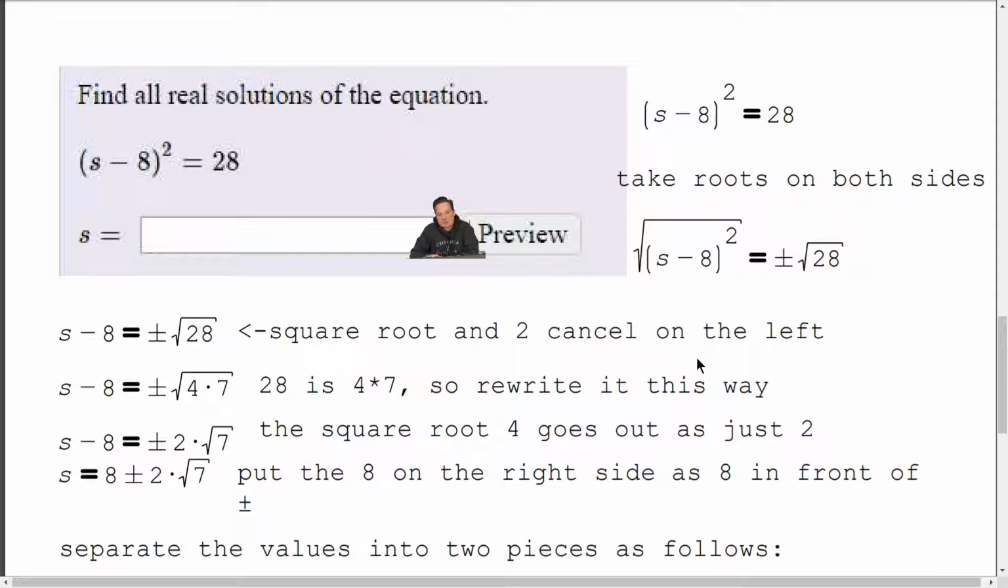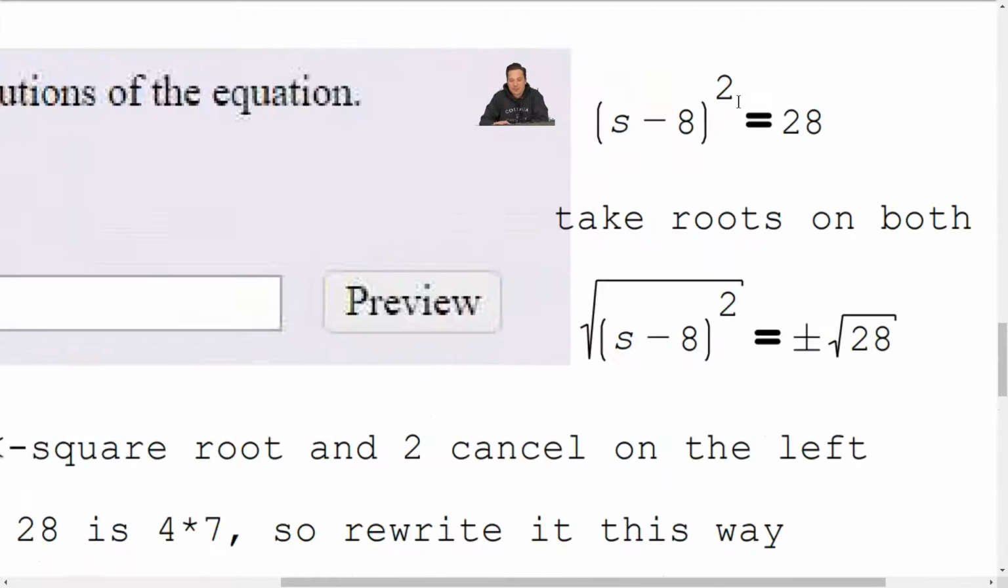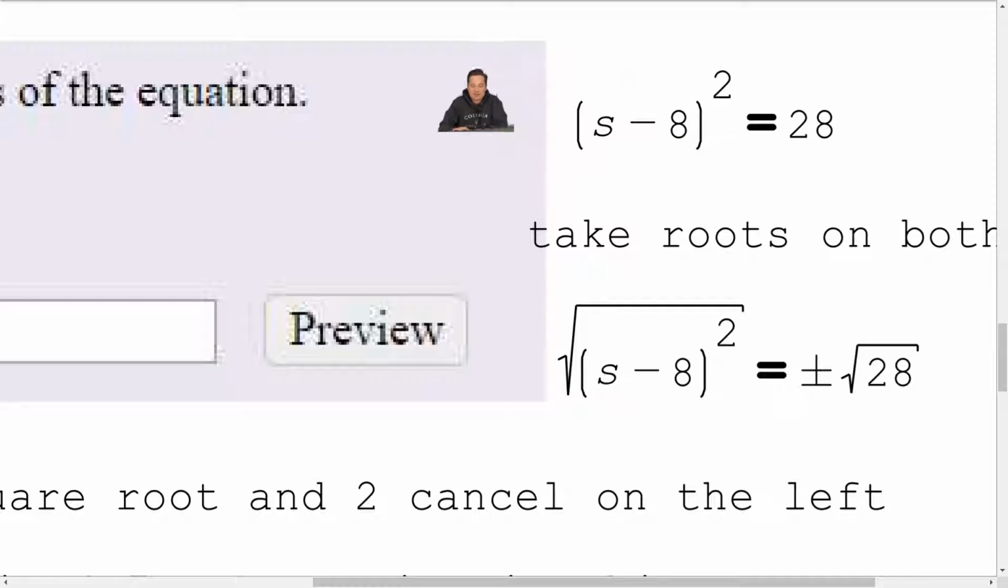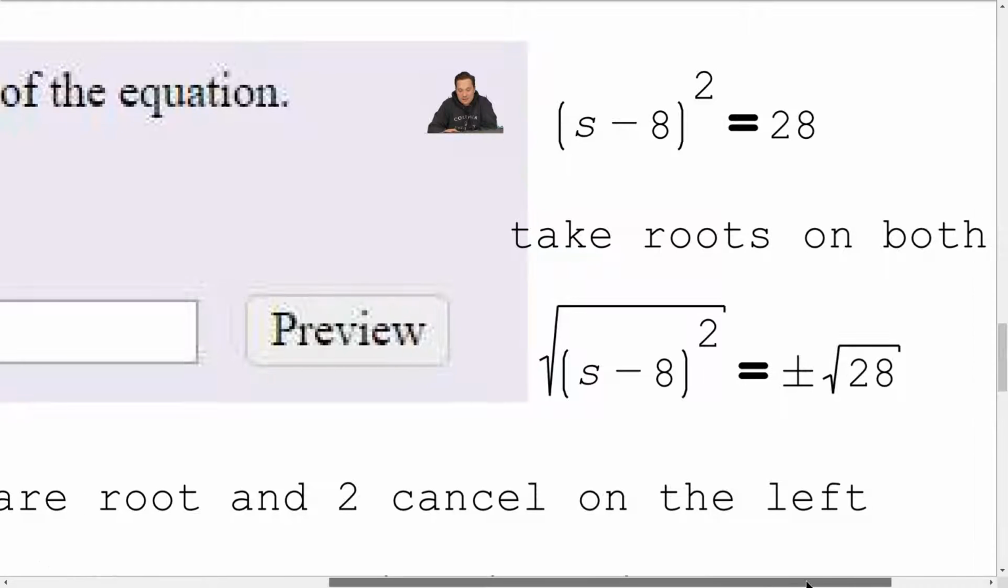In this one, let's take a look at solving the following equation. We have here (s minus 8) quantity squared equals 28. So let's go through the process of solving this equation. First, we just want to observe that there's s minus 8 and it's squared. So we're going to cancel off the squaring effect by taking square roots as a first step. So let's do that down below.